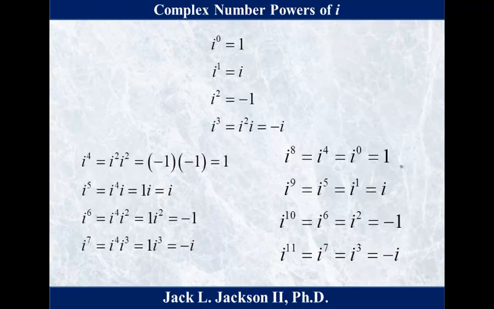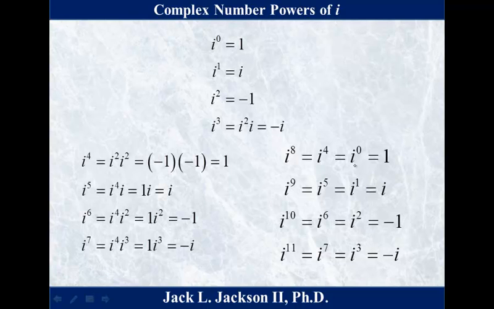If the power is 2 bigger than a multiple of 4, like 2, 6, 10, 14, 18, 22, etc., those are all going to be the same as i squared, which is negative 1. And if the power is 3 bigger than a multiple of 4, okay, that would be the same as i cubed. Those numbers would be like 3, 7, 11, 15, 19, 23, etc. for the power. All those are going to be the same as i cubed, which is negative i.